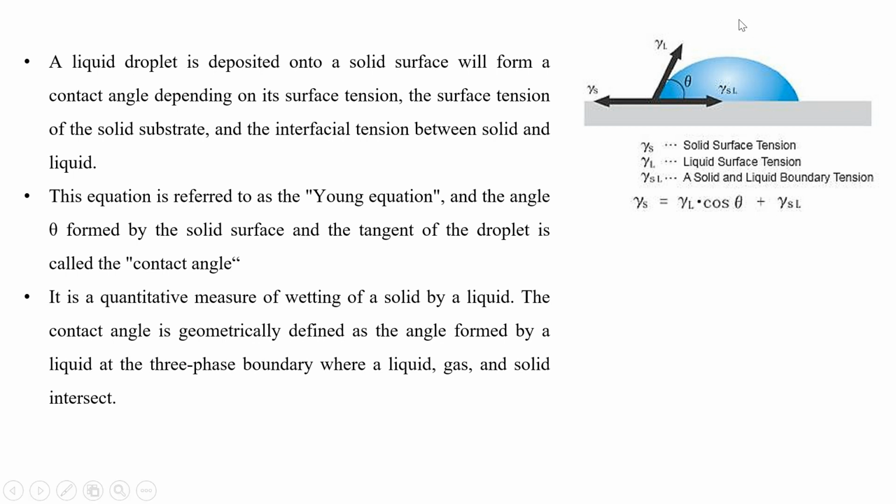Suppose a substrate is there and we have a contact angle value. If the contact angle value lies between 0 and 90, it is known as a hydrophilic material, and if the contact angle value is between 90 and 150, it is called a hydrophobic material, and if it is more than 150, it is known as super hydrophobic with respect to water.